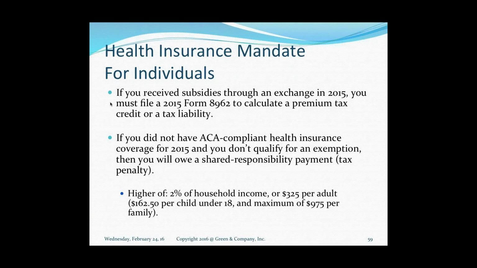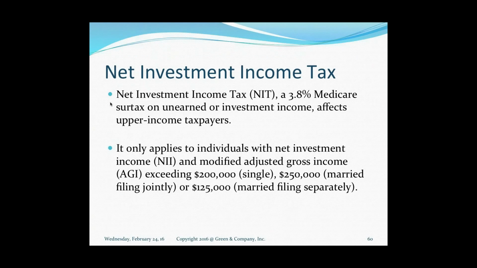But if you don't qualify for an exemption and you can't get your documentation right on that, you're going to owe the penalty, the shared responsibility payment. It jumped up to 2% of household income for 2015, or the higher of $325 per adult, $163 per child, or $975 for the family. So if your household income is $100,000, you've got to pay a $2,000 penalty, not the $975.